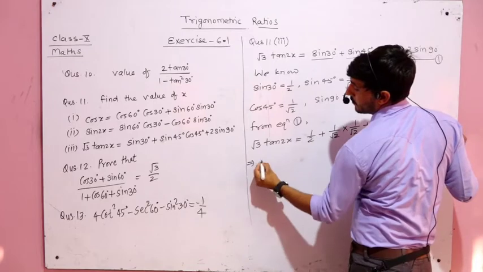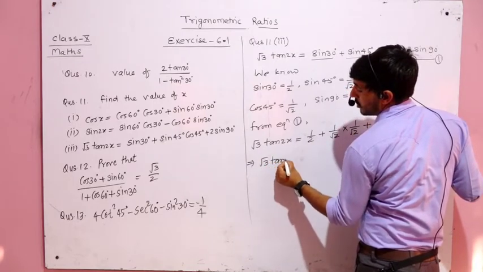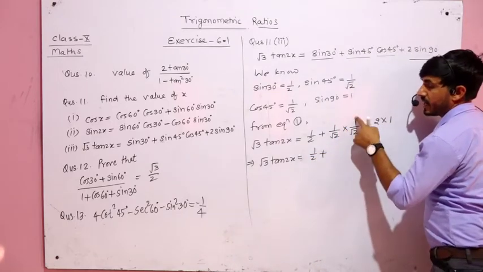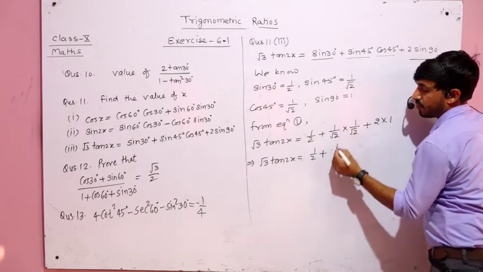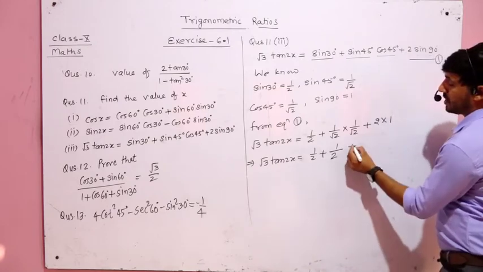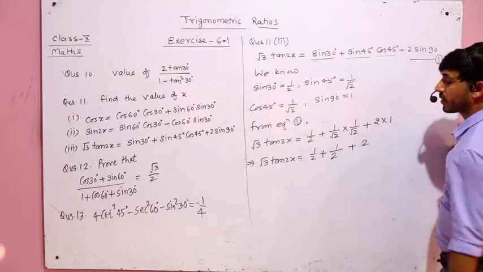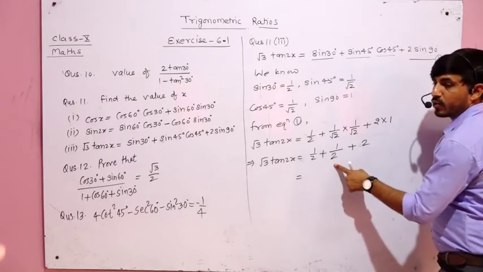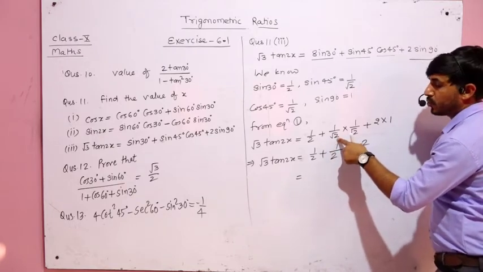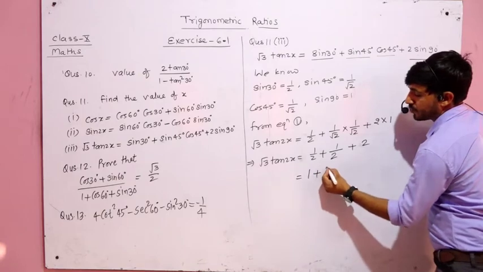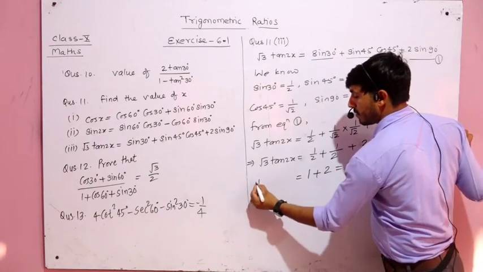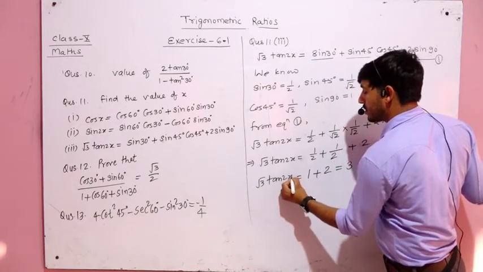Then we will get root 3 tan 2x is equal to 1 by 2 plus 1 by root 2 multiplied by 1 by root 2. That means we will get 1 into 1, that is 1, divided by root 2 into root 2, that is given as 2, plus 2 into 1, that is 2. First we have to calculate the value of 1 by 2 plus 1 by 2. If we take LCM as 2, then 1 plus 1 is 2, 2 divided by 2, that means we will get 1 plus 2. Then again, we can write it as 3. The value of root 3 into tan 2x is equal to 3.